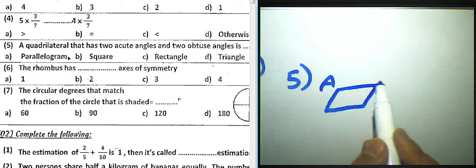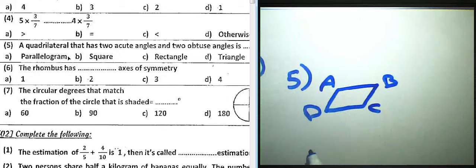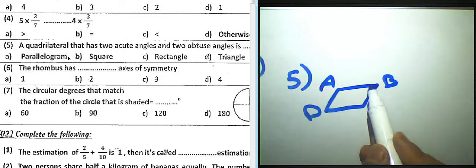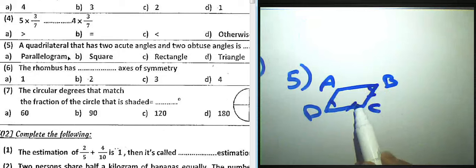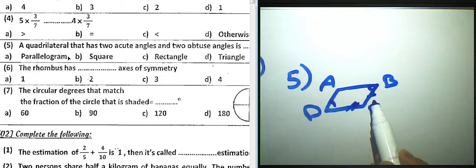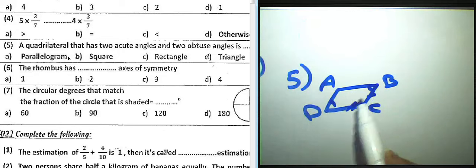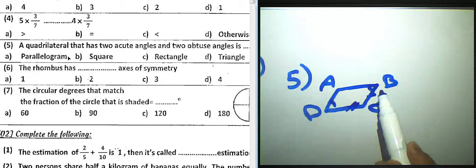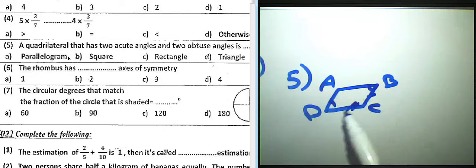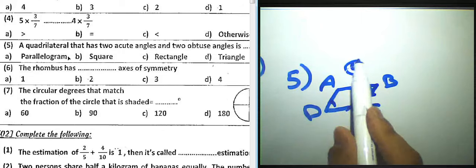Suppose that ABCD is a parallelogram. The properties of a parallelogram: each pair of opposite angles are equal in measure, and any two adjacent sides are not equal in length in a parallelogram, but the two opposite sides are equal in length. AD equals BC and AB equals DC. BC is parallel to AD and AB is parallel to DC. So we must choose letter A for question number 5.